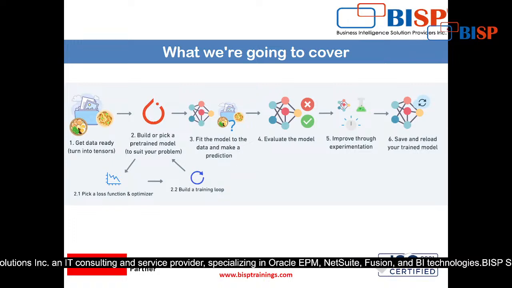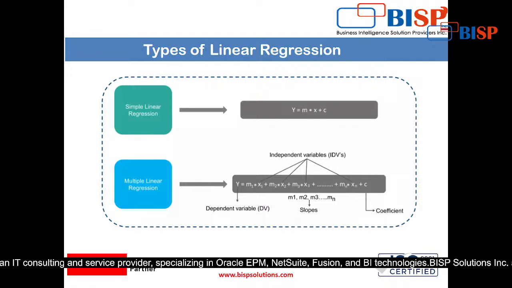So these are the parameters on which the decisions are taken, right? Now there are two types of linear regression. One is simple linear regression, which we already discussed in yesterday's session. I recommend you watch yesterday's bootcamp video. Secondly, multiple linear regression. Multiple linear regression means there is a dependent variable, that is y, and there are so many independent variables. Here m1, m2 are the slopes and c is the coefficient. I will explain that during the execution of the real code.